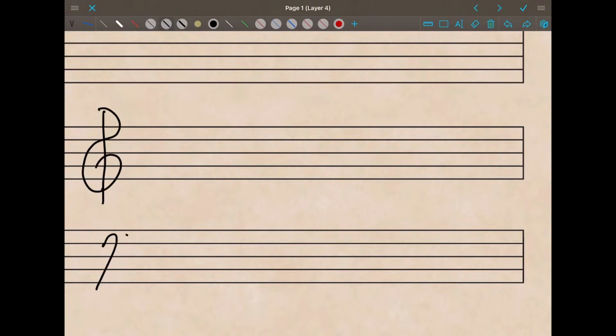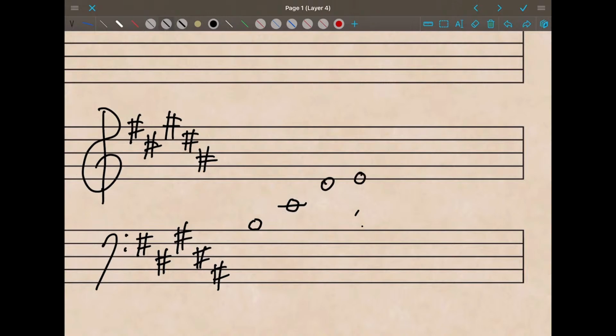Draw my clefs again. So we're going to go F, C, G, D, A, F, C, G, D, A. And let's draw my B scale here. I'll just draw it grand staff style maybe. B, middle C, D, E, F, G, A, B.